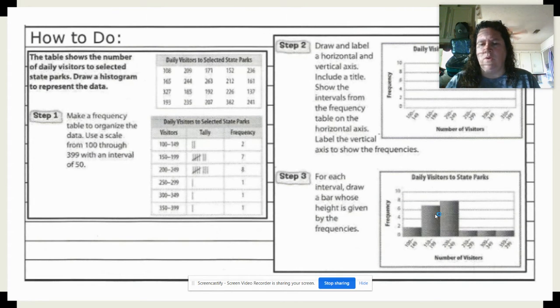When you're creating one, you want to make sure that you don't color so hard that you can't tell the difference between the bars. Notice how you can tell the difference between each of the bars. So when you need to, go back to these steps and you'll be able to see how to create your histogram on your ticket out.